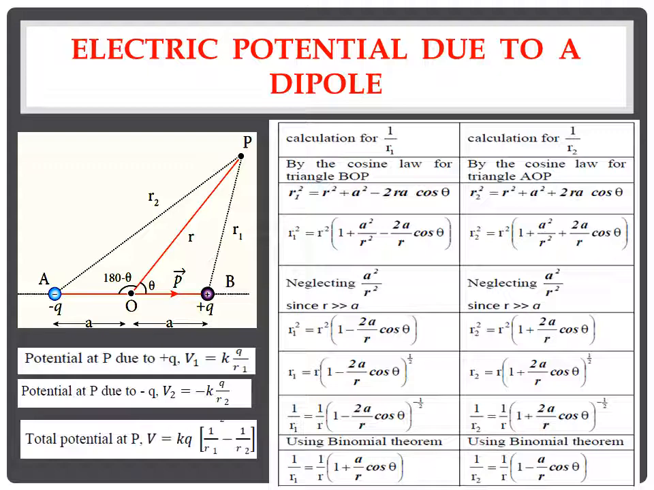Now to calculate 1 by r2, only the angle will change. That is, instead of cos theta, I am going to write cos of 180 minus theta, which is equal to minus cos theta. So the equation becomes r2 squared is equal to r squared plus a squared plus 2ra cos theta. The same steps are involved, and I get 1 by r2 is equal to 1 by r into 1 minus a by r cos theta.